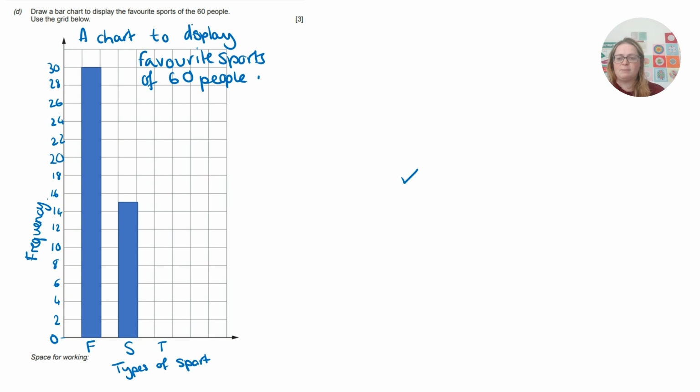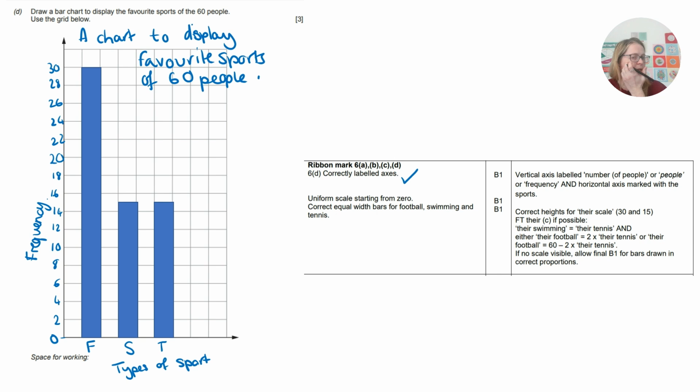Each bar has to be spaced with a gap, okay, and they have to be equally sized. As you can see here, they're all equally sized. My first one goes up to 30, whereas the other two are 15 each, so it's halfway between 14 and 16. And here are the marks. We get 1 for correctly labelled, uniform scale starting from 0, which we've got, and correct equal bars for football, swimming, and tennis. And there we go.